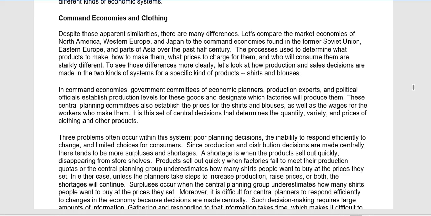It is this set of central decisions that determines the quantity, variety, and prices of clothing and other products. So let's pause here real quick. In command economies, we've got the government making all of the decisions: who's going to produce the goods, where the goods are going to be produced, and how consumers will consume those goods. Okay, so everything within this type of economic system is designed by the government and put in place by the government. Let's keep going here.